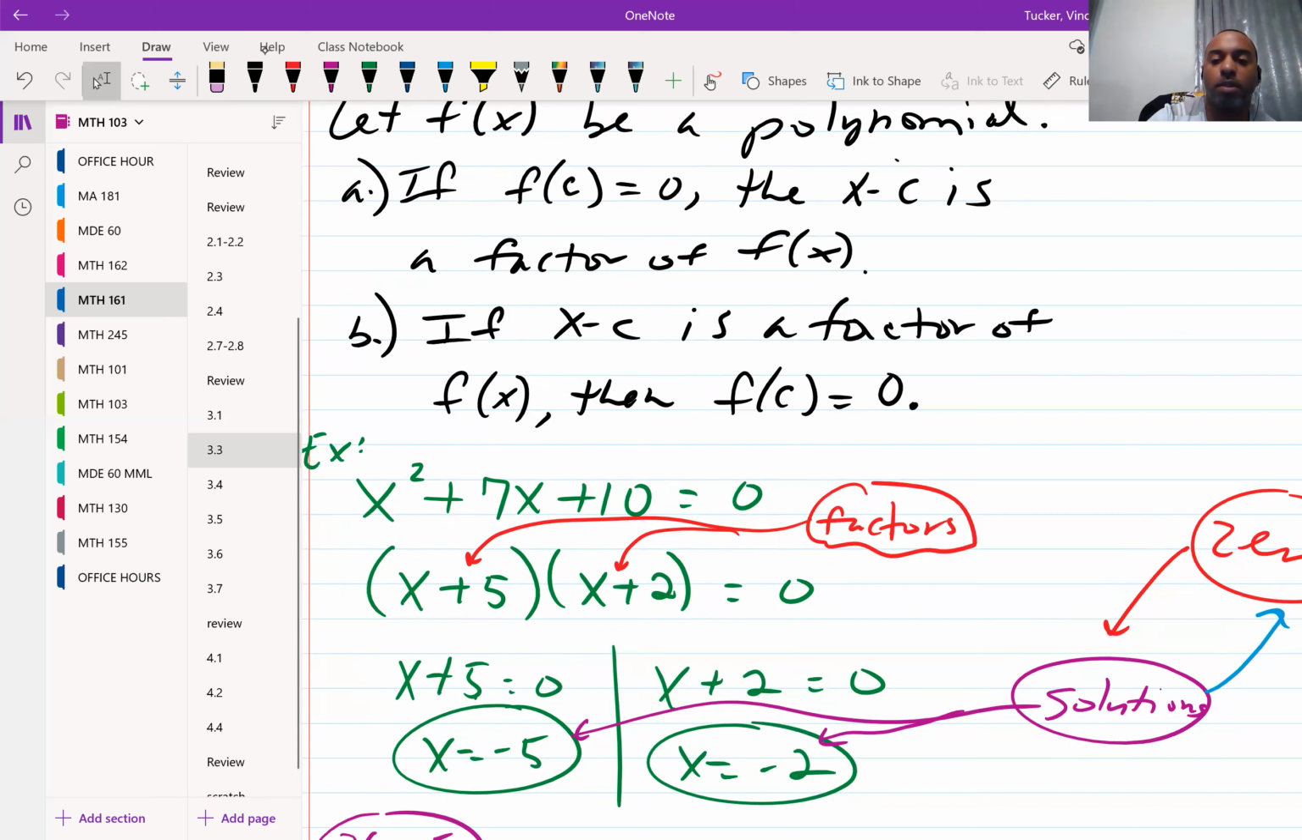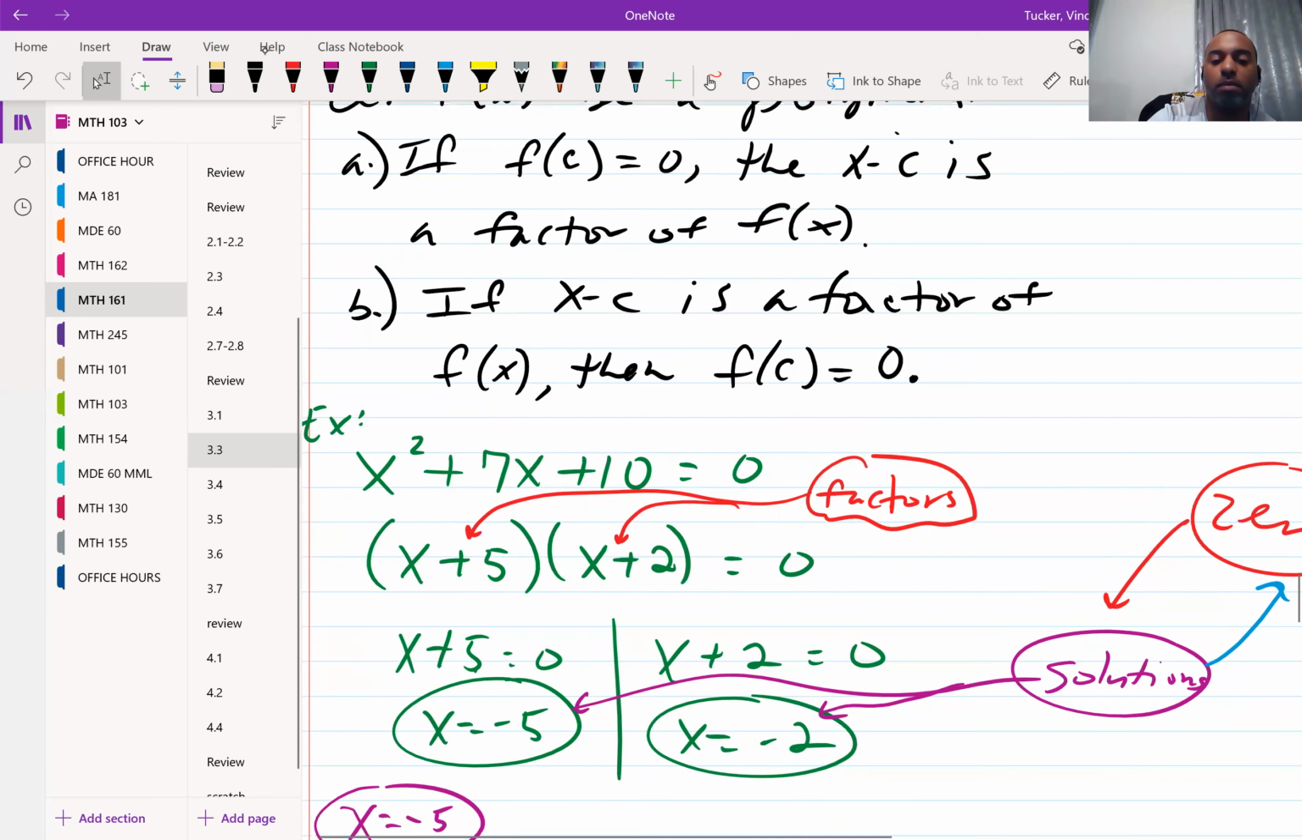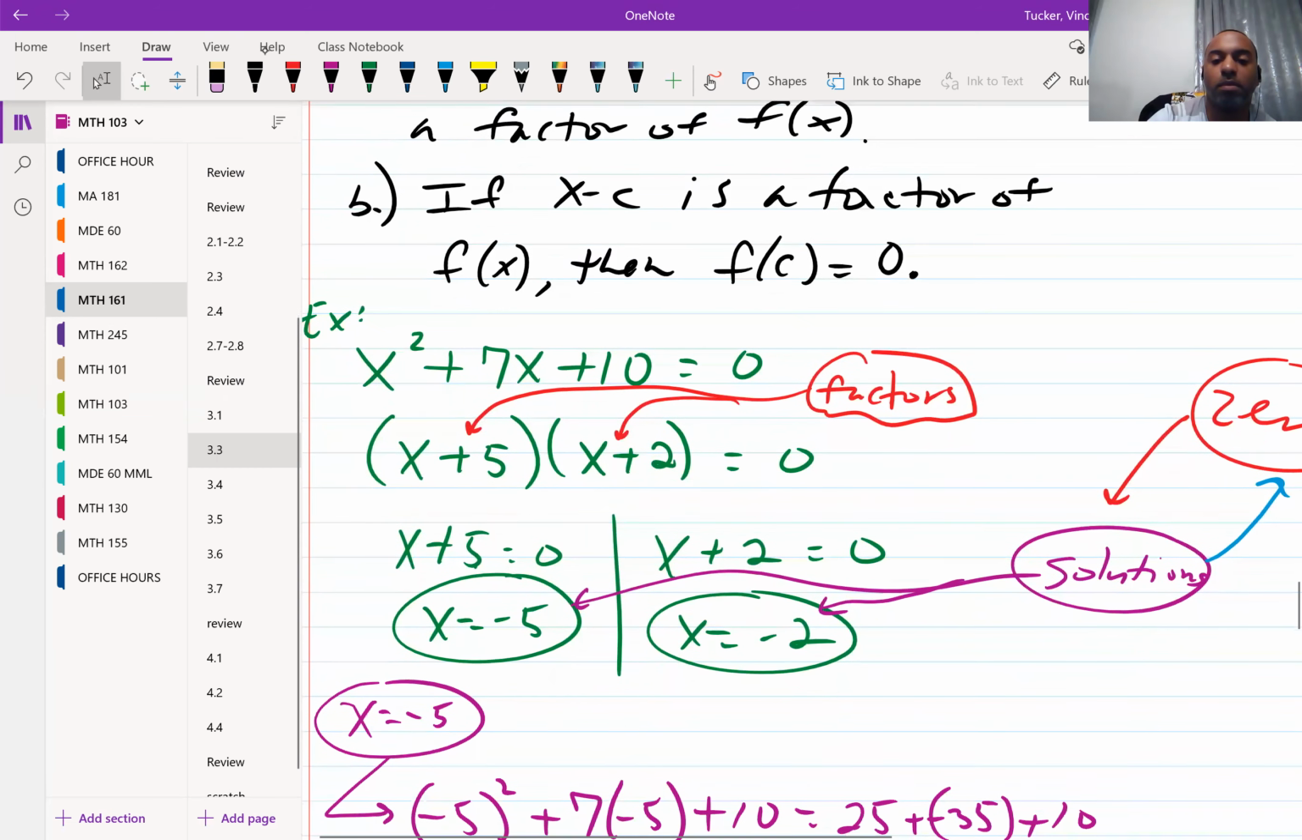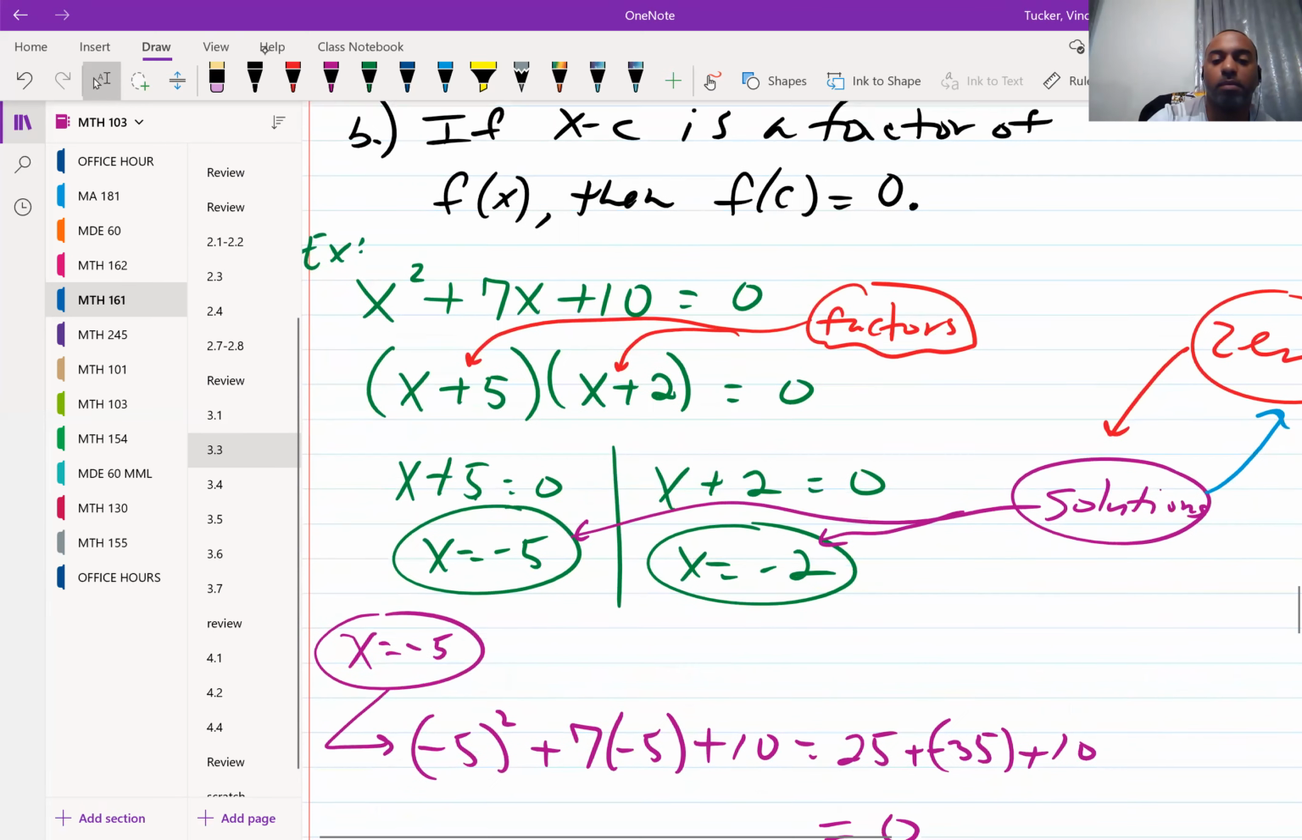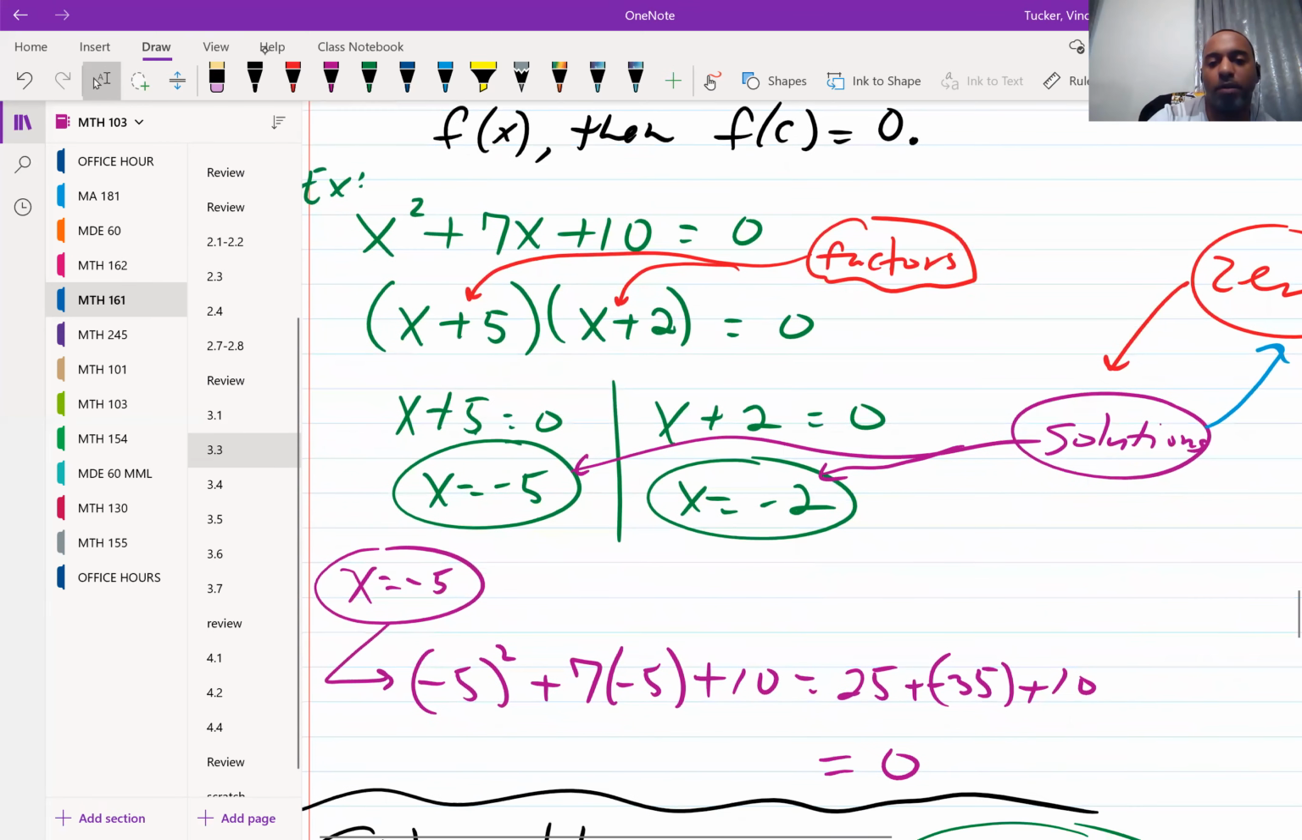All right, questions before I scroll up? In the purple, I was just showing you that if you were to take one of those, plug it into your function, you get out 0. So that's what happened here in the purple. Take x equal to -5, plugged it in and got 0 out.